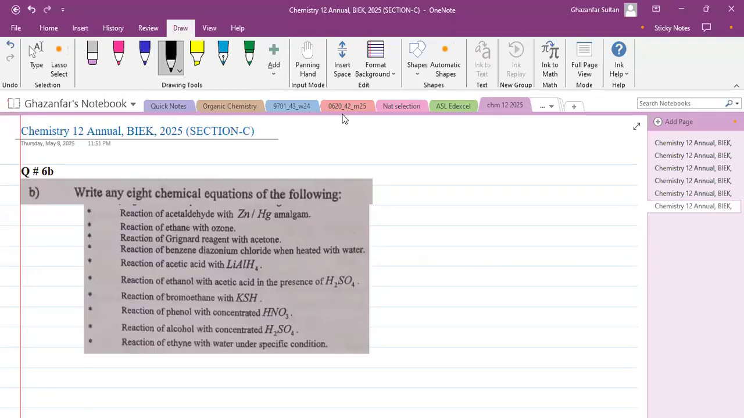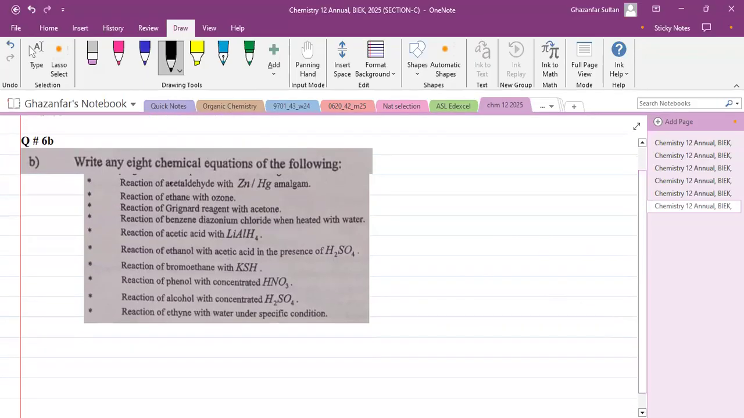Now this is question number 6B, section C, chemistry 12, BIEK 2025. So here different reactions are given and we are to write the chemical equations for these reactions.